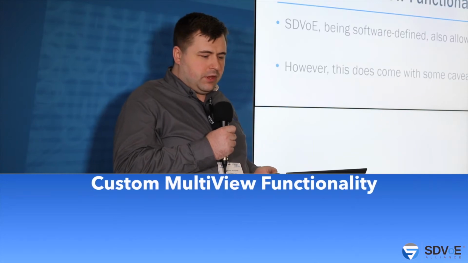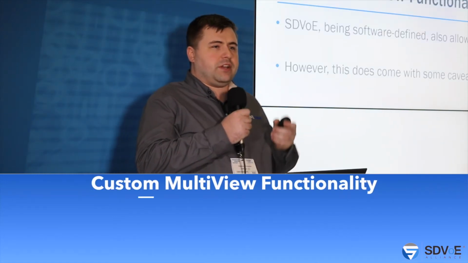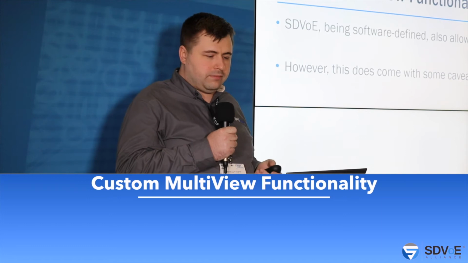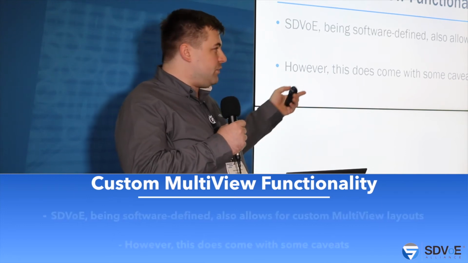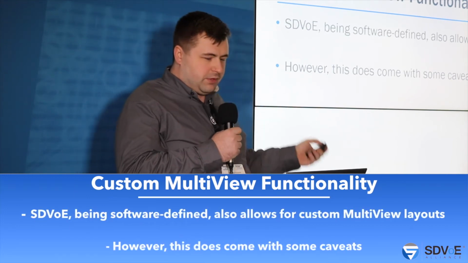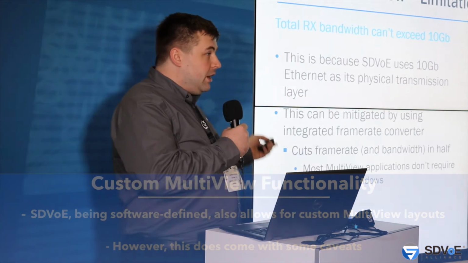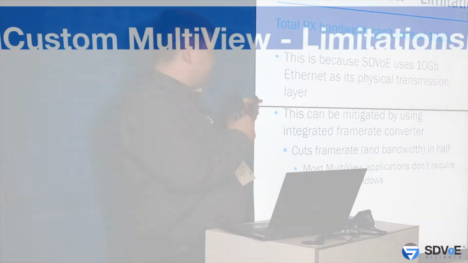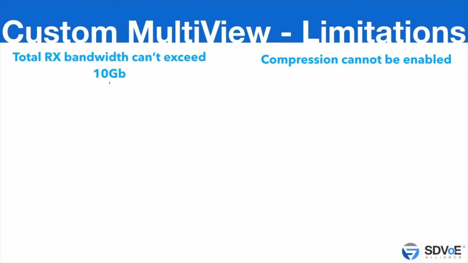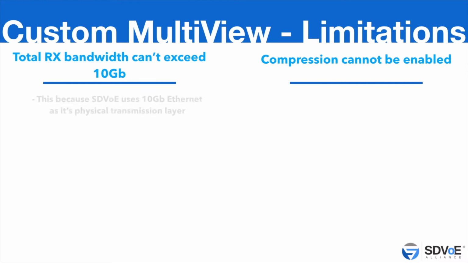To leverage the custom Multiview functionality, there are a few limitations and boundaries which you have to work within. Being software defined, it allows for custom Multiview layouts. It does come with a couple of caveats, namely that the total receiver bandwidth cannot exceed 10 gigabits because the total system bandwidth limit is about 10 gigabits. That's the physical transmission layer of the platform.